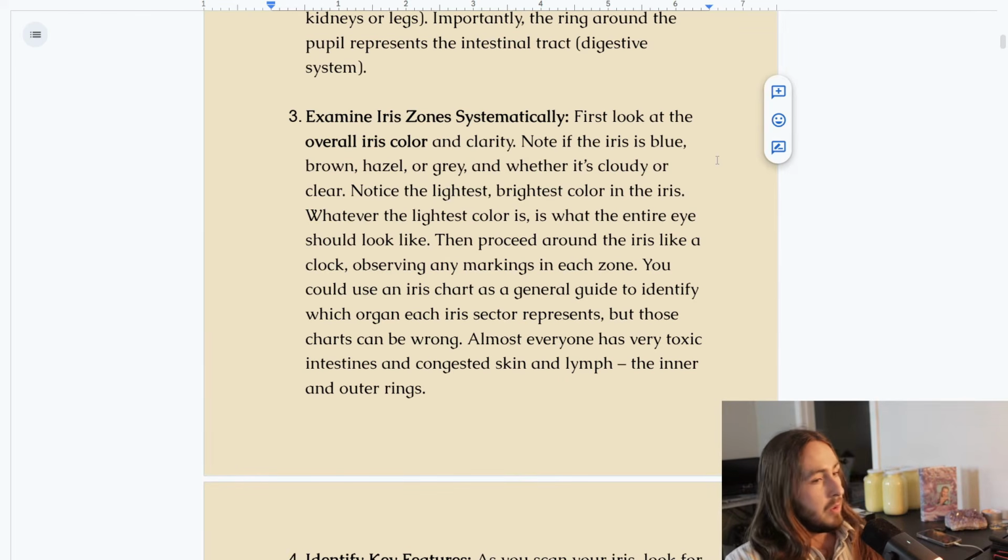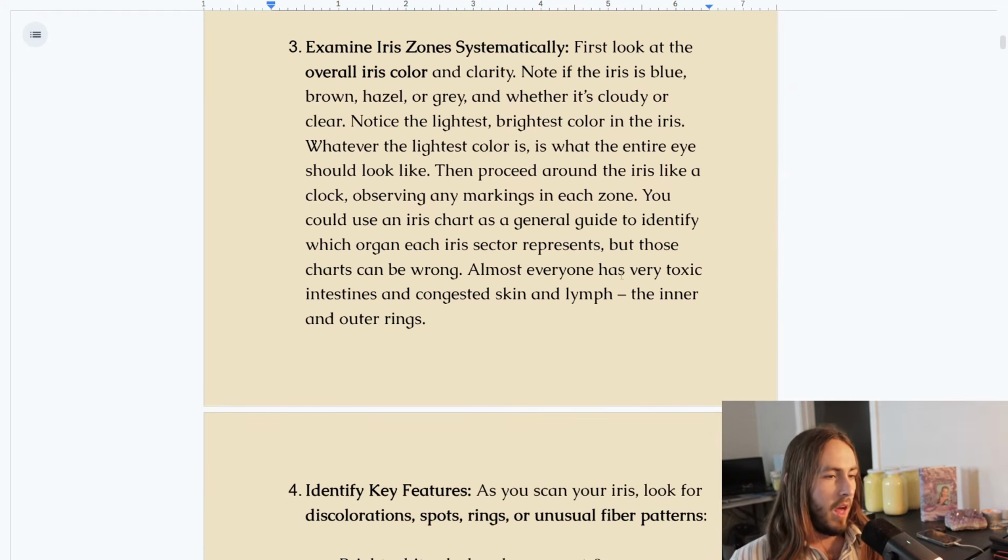So first, look at the overall iris color and clarity. See if the iris is blue, brown, hazel, gray, or whether it's cloudy or clear. And then look for the lightest, brightest color in your iris. Whatever the lightest color is, that's what the entire eye should look like. Then go around the iris like a clock, looking at all the markings.